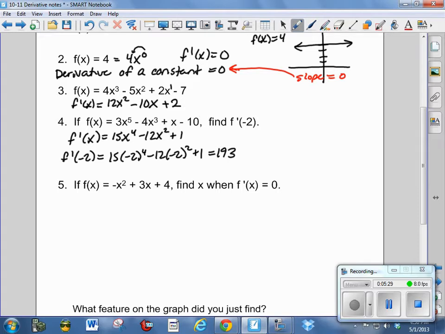193 is the slope of a tangent line. The slope of a tangent line to what? To the function f of x. Where is that tangent line located? At the point negative 2, something. So let's just write this, the interpretation of what 193 means.